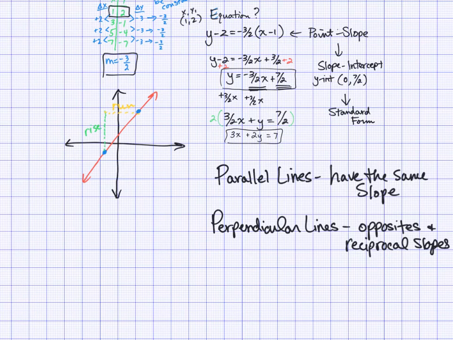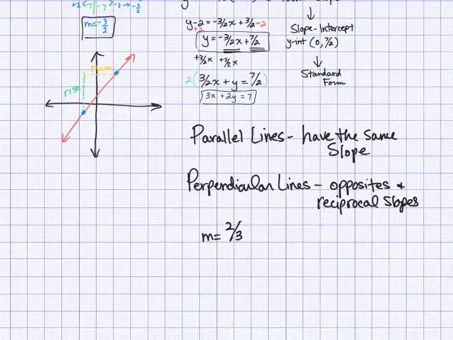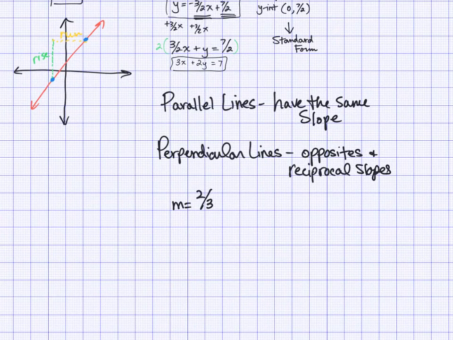Well, for example, let's say I have a line and I know that its slope is 2/3, right? So if I have a line and I know its slope is 2/3, what would be the slope of a line that's parallel to that line? Parallel lines have the same slope. So parallel lines will all have the same slope of 2/3.